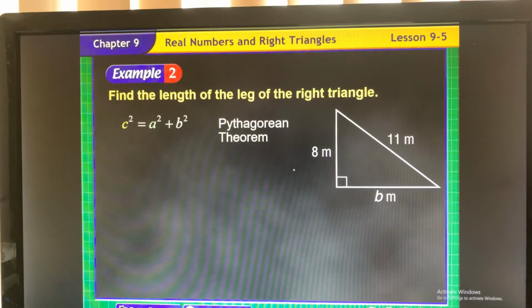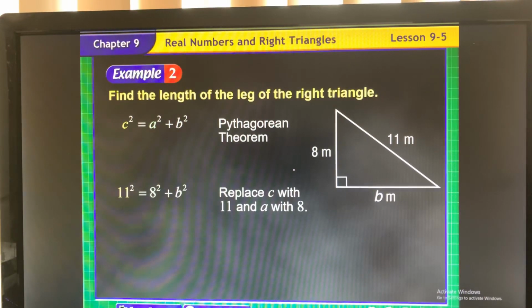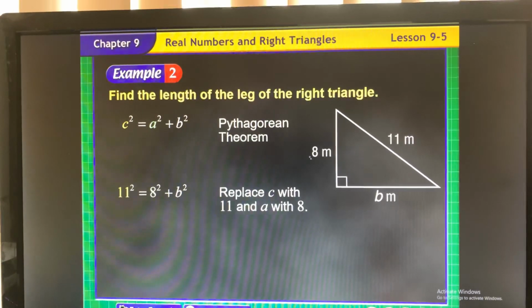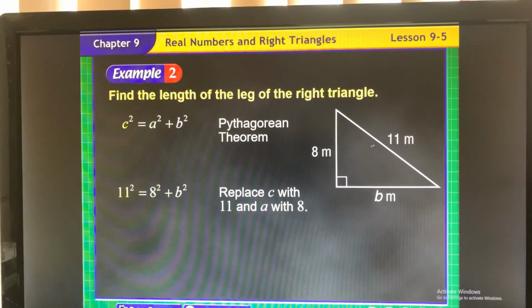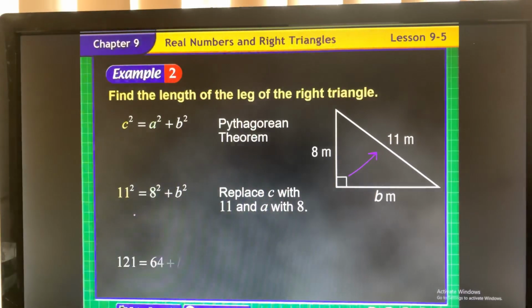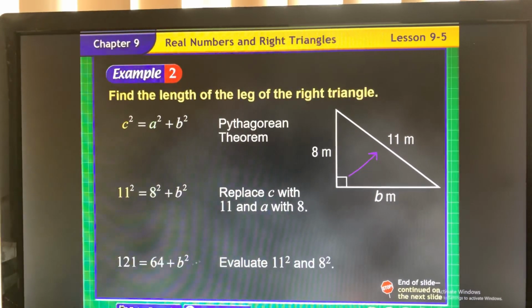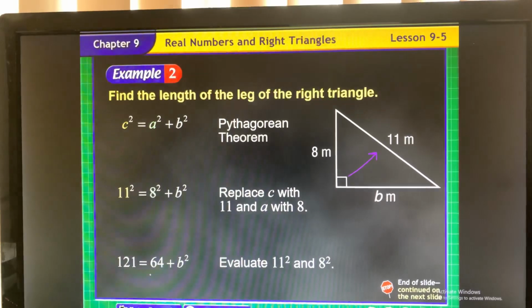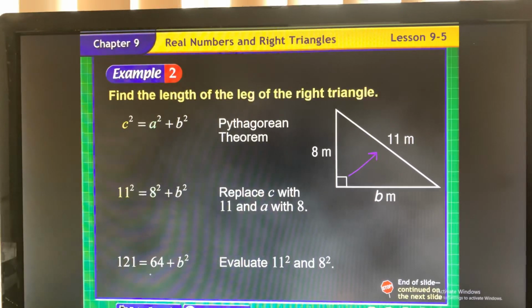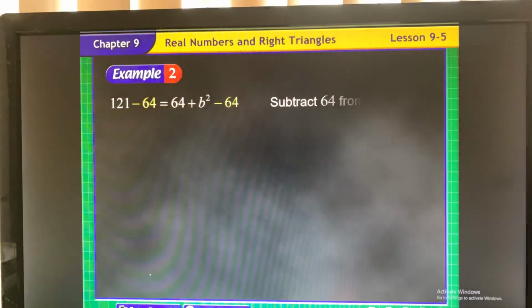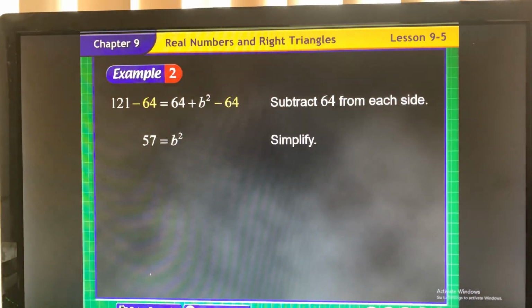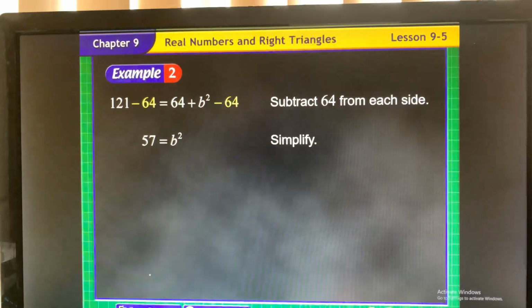So using the Pythagorean theorem, you substitute the numbers in appropriately. Again, it doesn't matter if this is A or B. It just matters that you understand that this is C because it's directly across from the 90 degrees and the longest. So back over here, we do 11 squared, 121 equals 64 plus b squared. Then we're going to subtract 64 from both sides because we're solving for b squared. And when you get that, you get b squared equals 57.